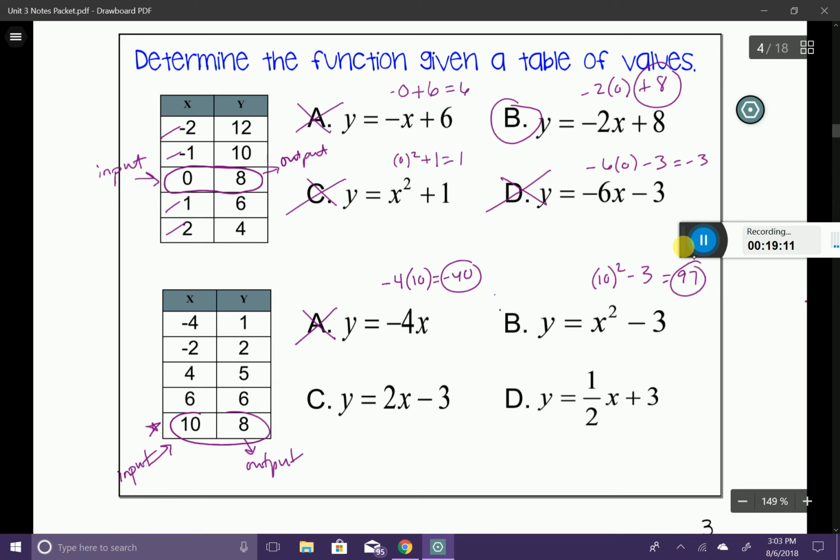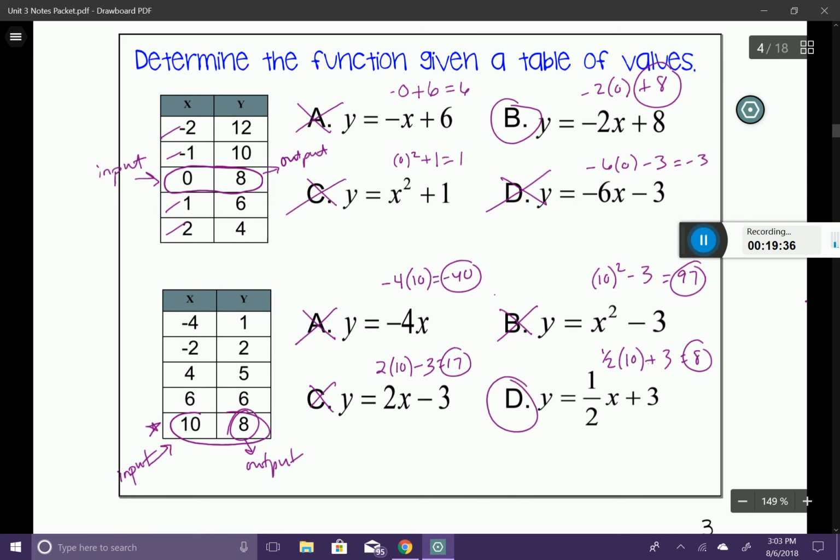That's crazy. How about this one? 2 times 10, that's my input, minus 3. Well, that's going to be 20 minus 3, which is 17. That's definitely not going to be my output of 8. And then I have 1/2 of 10 plus 3. So half of 10 is 5, and then 5 plus 3 equals 8, which happens to be my output value. So that's going to be my answer.